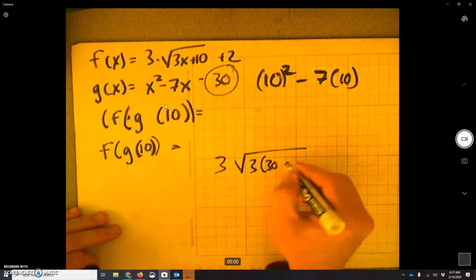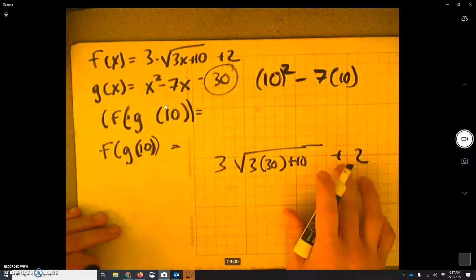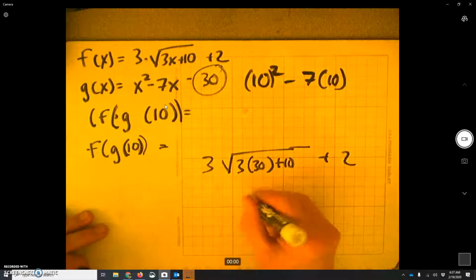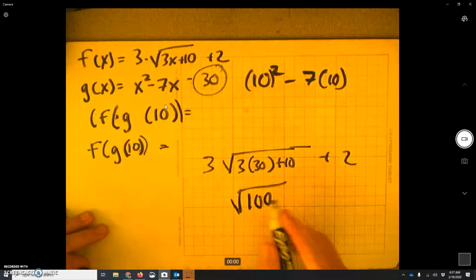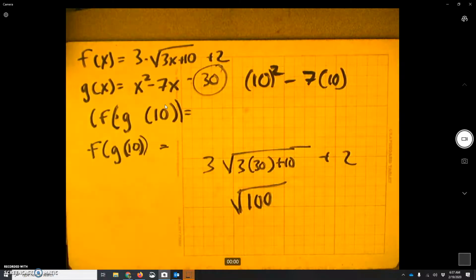3 times 30 is our x, plus 10, plus 2 on the outside. So 3 times 30 is 90, plus 10 is 100. Square root of 100 is 10. 10 times 3 is 30. 30 plus 2 is 32.